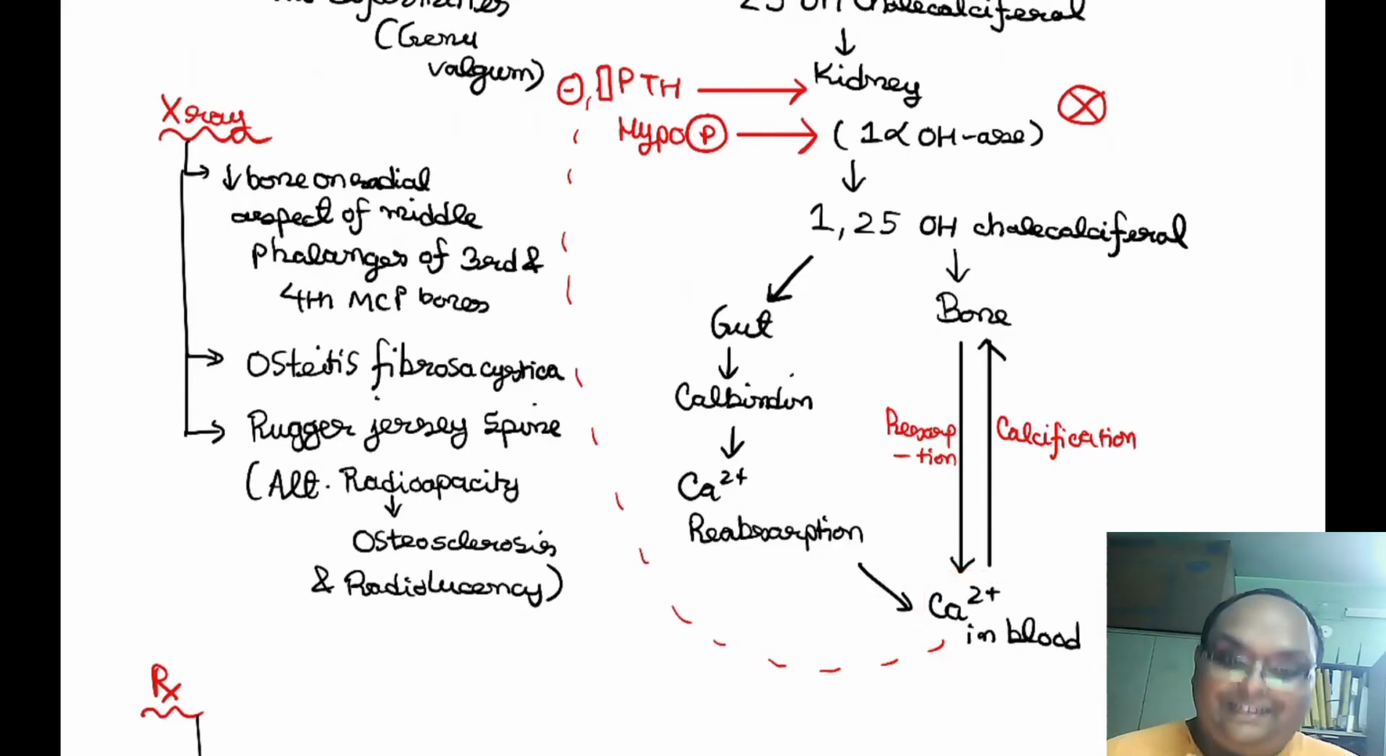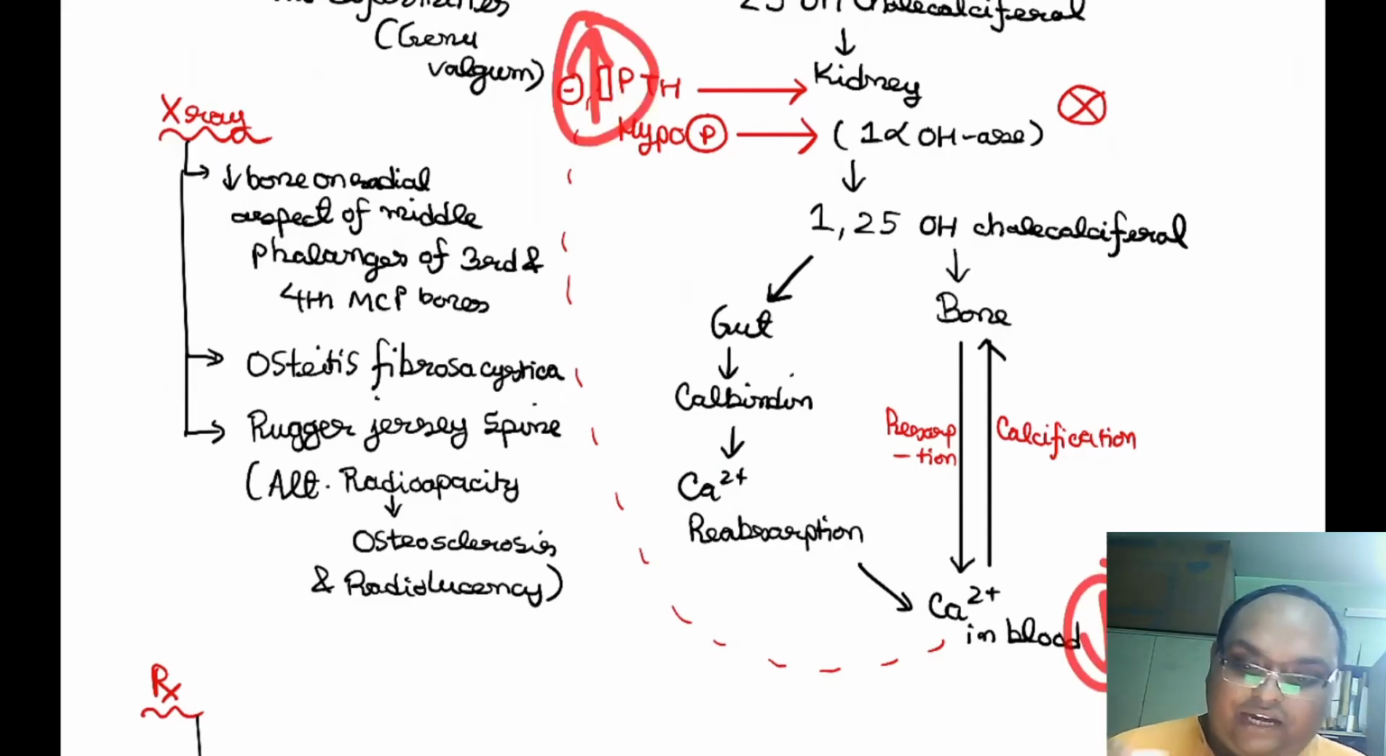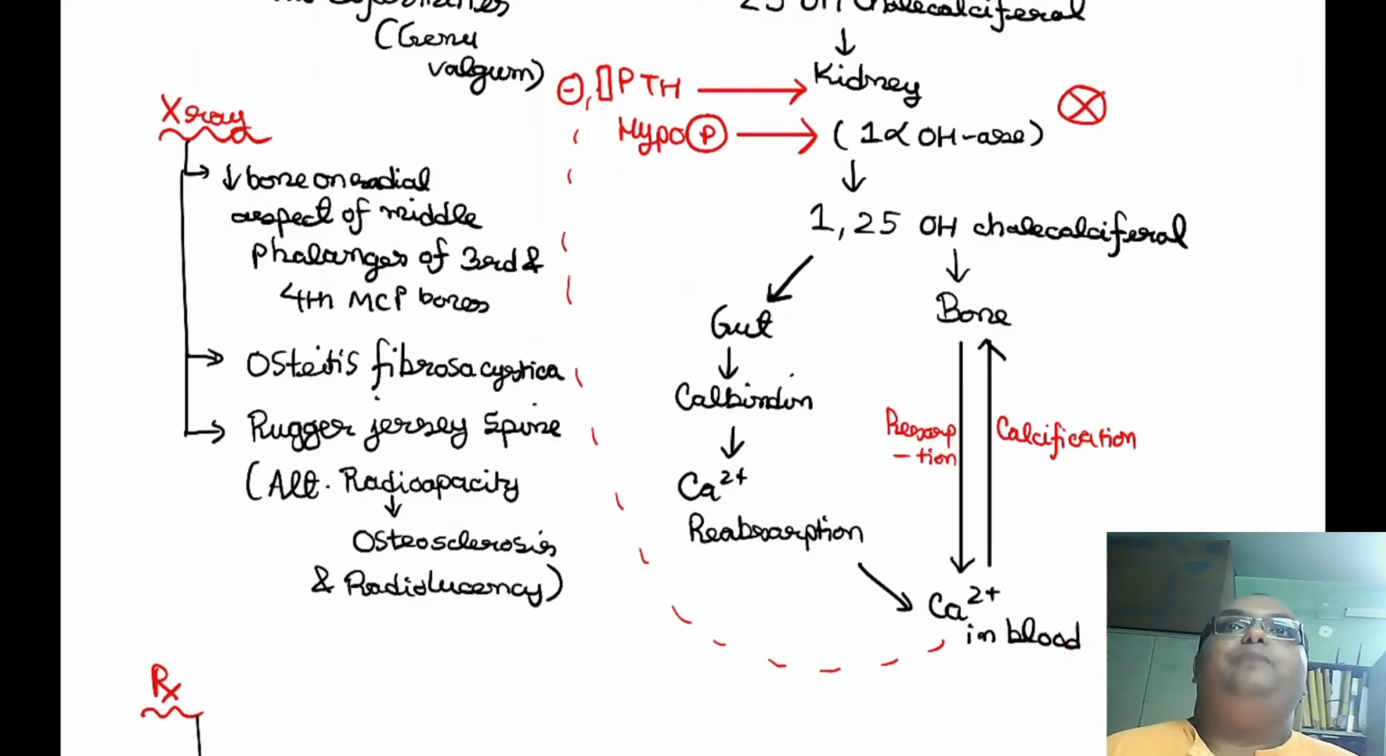So increased calcium inhibits PTH. If there is decreased calcium, there will be what? Decreased calcium will cause increased PTH, and increased PTH is hyperparathyroidism. So if the kidney is failing, there is an increase in the PTH. This is secondary hyperparathyroidism. How does it manifest itself?